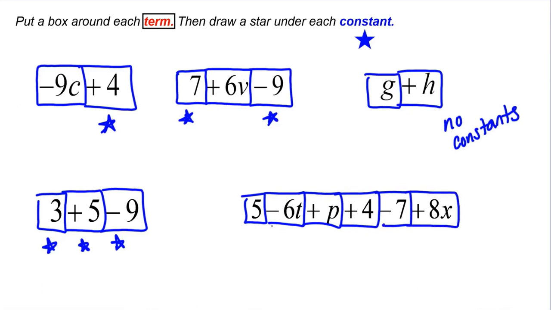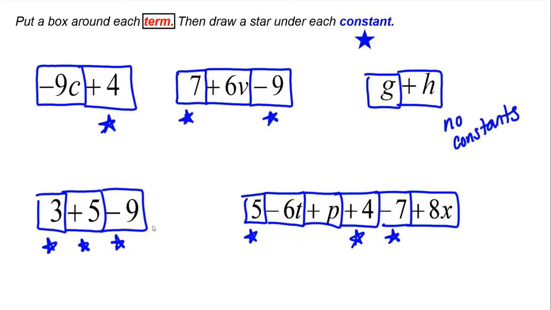The first term does not contain a variable. That's a constant. The second term has a variable in it, t, that is not a constant. The next one, p, that is a variable. That is not a constant. The next one, 4, that does not contain a variable. That's a constant. The next one, minus 7, the 7 does not have a variable. That is a constant. And the last one, 8x, that term contains a variable. That is not a constant. So identifying constants are just your regular numbers there.